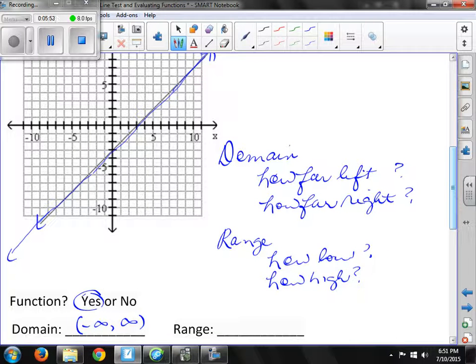How low does this go? How far down does this graph go? It just keeps going further and further down, all the way to negative infinity. How high does this graph get? It continues to go up, up, up, up, up, all the way to positive infinity.